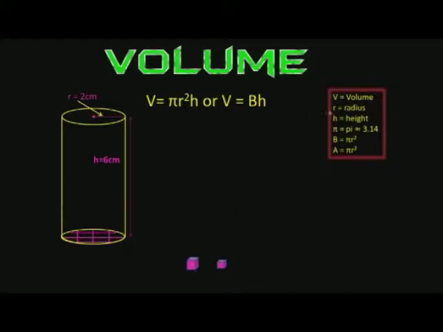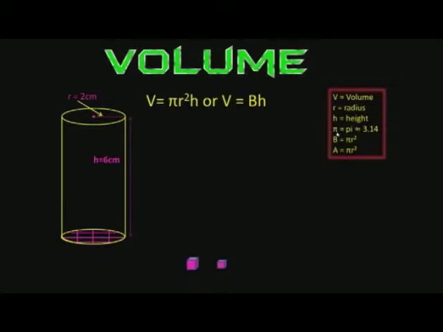Then we have R for radius, and here it is right here. If you notice, the top and the bottom of a cylinder are in the shape of a circle. So the radius is going to help us find volume. Here you can see that the radius extends from the center point of a circle out and touches the circumference. And then H is equal to height, represented by this arrow here, and our height in this example is equal to 6 centimeters.